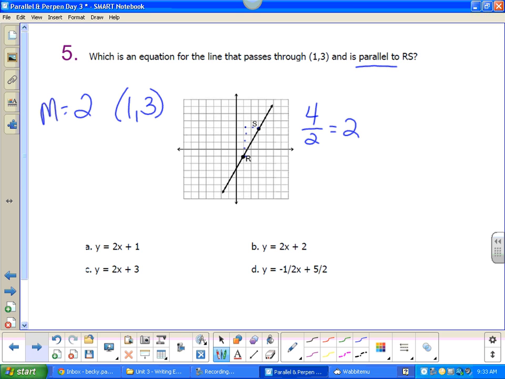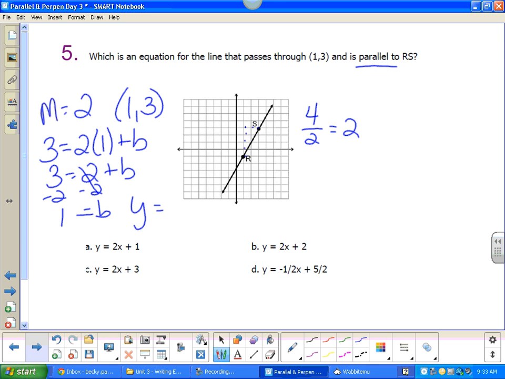I don't know my y-intercept. I need to find it. So y equals 2 times 1 plus b. Subtract the 2. B equals 1. So y equals 2x plus 1.